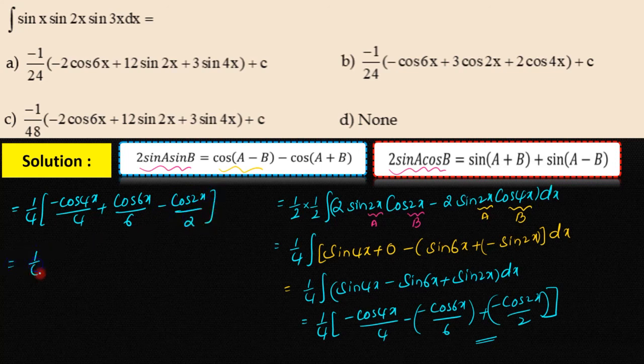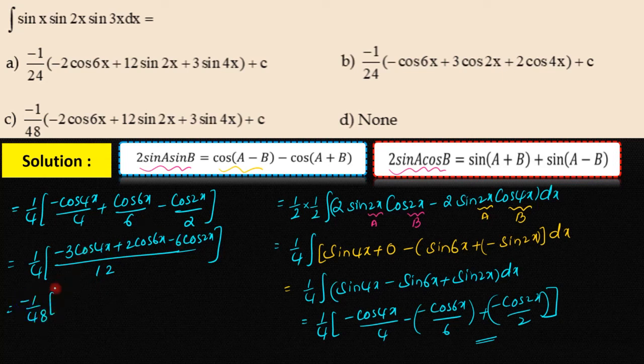This equals to 1 by 4 into, here LCM is 12, here minus 3 into cos 4x plus here 2 into cos 6x minus here 6 into cos 2x. This equals to 1 by 4 into 12, that is 1 by 48. Here taking minus as common, here 3 cos 4x minus 2 cos 6x plus 6 into cos 2x plus c. Therefore, the answer is option D.